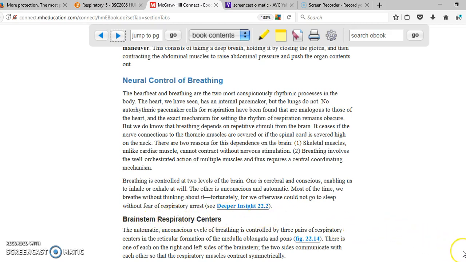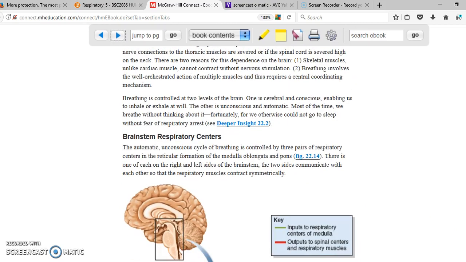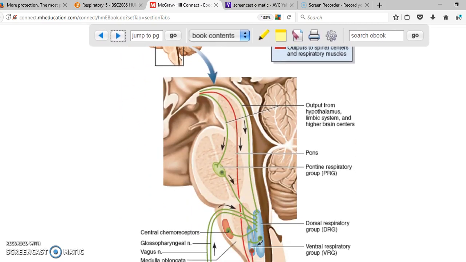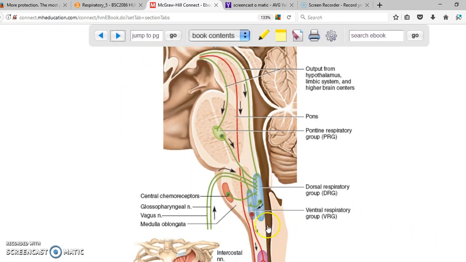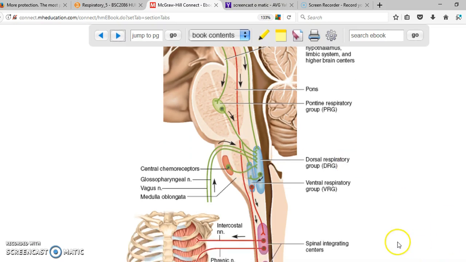So which ones are these respiratory centers that eventually are going to provide information to the muscles so they can move? Right here, you can see them. You have ventral respiratory group, dorsal respiratory group, and the pontine group. The ventral respiratory group basically moves the muscles. The only thing it does is just moves the muscles. You can see here, you see ventral, sends the information down to the spinal cord, and from the spinal cord it goes into the muscles. Okay, this is like the engine.